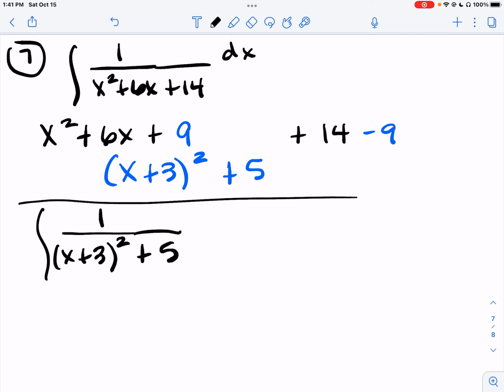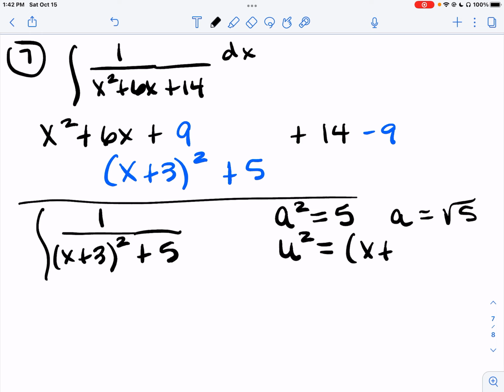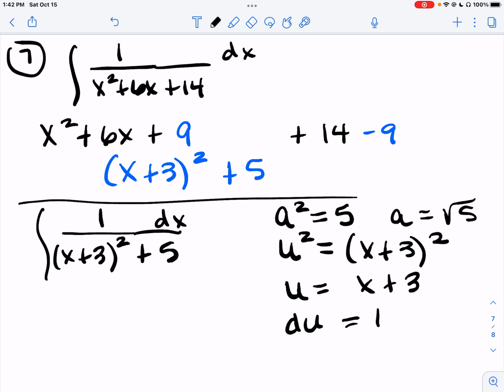So a squared is the 5. A is square root of 5. U squared is the x plus 3 squared. U is x plus 3. Du is 1 dx. Okay, so I do have 1 dx, so that's du, u squared plus a squared.